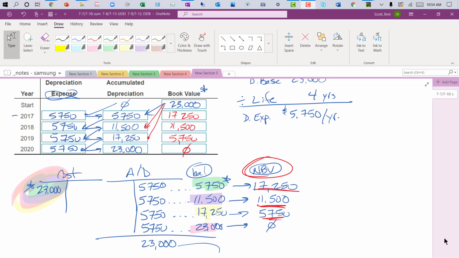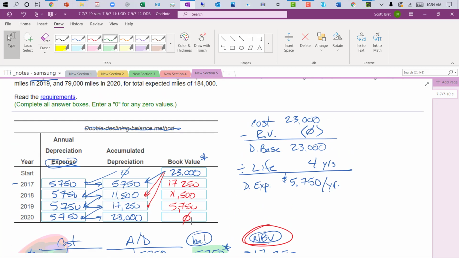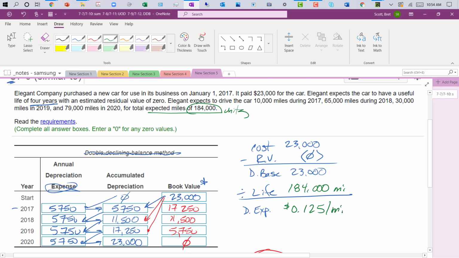Units of production follows kind of a similar pattern. So first, let's kind of go back up to the top here. Units of production doesn't divide by the life in years. So let's get rid of that. Units of production is going to divide by some amount that we can sort of clock or measure. They're saying in this case the total expected miles, that will be our units in this case, is 184,000. So I'm going to spread $23,000 of depreciable base, not over years, but over miles. So every mile that I drive results in how much depreciation? Well, this looks kind of weird. 0.125. So 12.5 cents per mile.